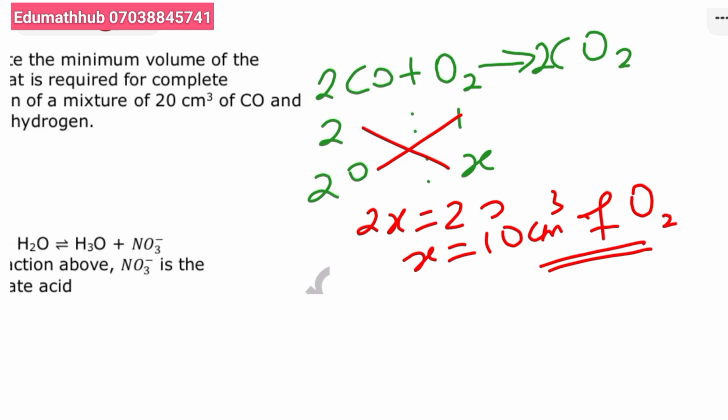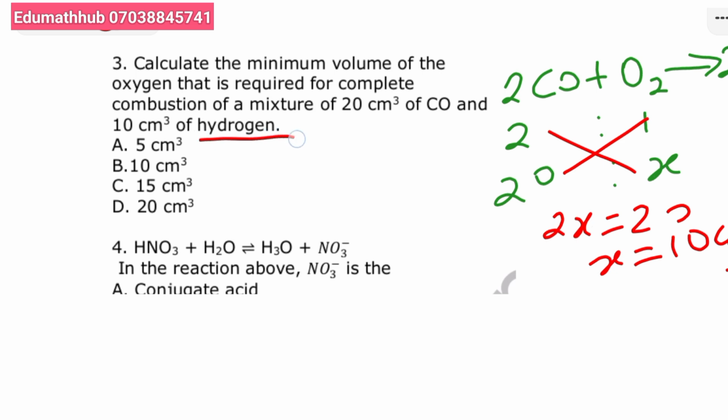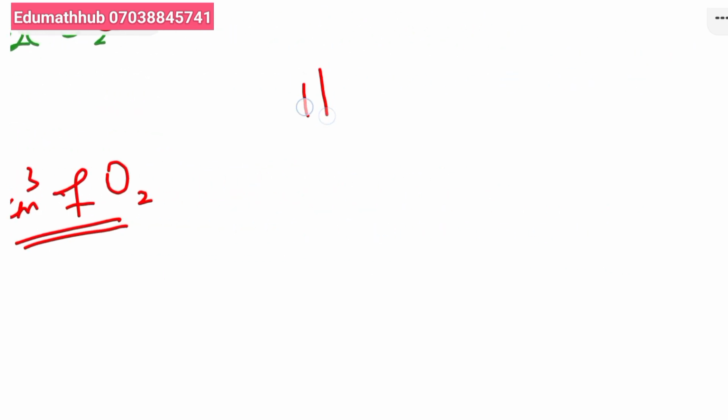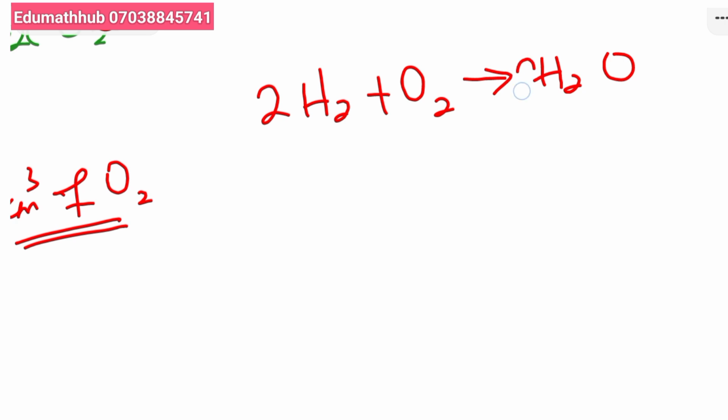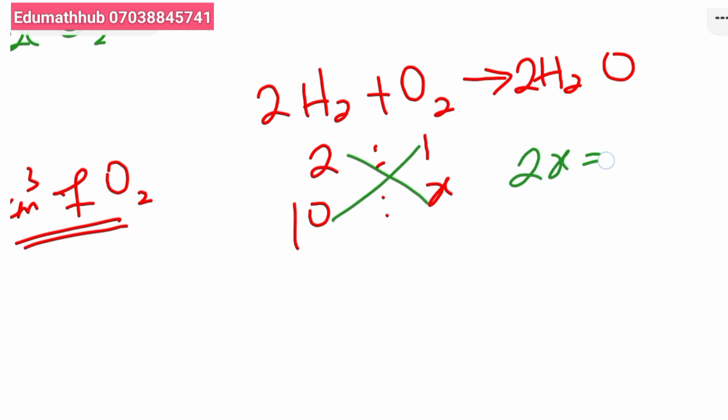Okay. The next one is to write another reaction between oxygen and hydrogen. The volume of hydrogen that was given is 10. So you have H2 plus O2. This one will give us H2O. So balance it up. We're going to write 2 here, and I'm going to put 2 here. So you can see that the ratio is still 2:1 too. But the volume of H2 that was given to us is 10. So you don't know what oxygen will be. So I'm going to put x here. So just cross multiply and solve this. You're going to get 2x equals 10. Then from here, you get x as 5 cm³ of oxygen.